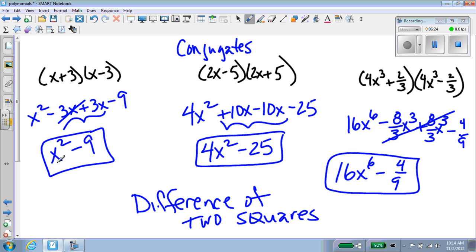Because it is. That's a square, it's x squared, and that's a square, that's 3 squared. That's a square, that's 2x squared. That's a square, that's 5 squared. That's a square of 4x to the third, and that's the square of 2/3. So some people do these problems also by patterning. They say, well, it's just going to be x times x, x squared, 3 times negative 3, negative 9, because the outsides and insides are going to cancel out.